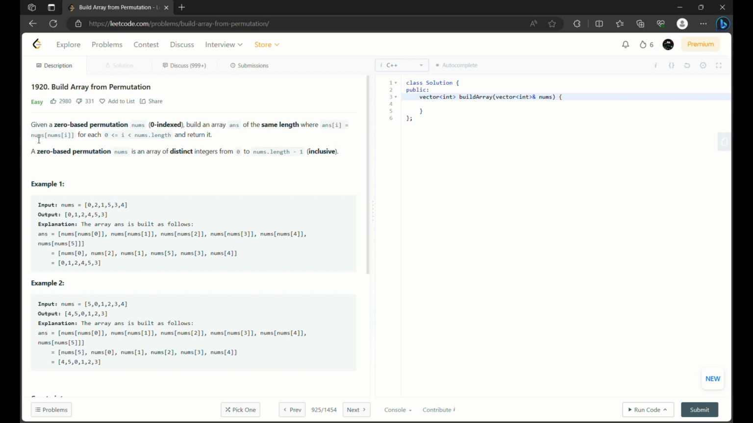So what do we mean by nums of nums of i? Let's check it out. Here is nums of i, which is 0. Now nums of 0 will be 0, so here the answer will be 0. Now here nums of i is 2. What is nums of 2? Nums of 2 is 1, so here the answer will be 1. Moving forward, we have nums of i as 1. Nums of 1 is 2, so here the answer of i is 2.